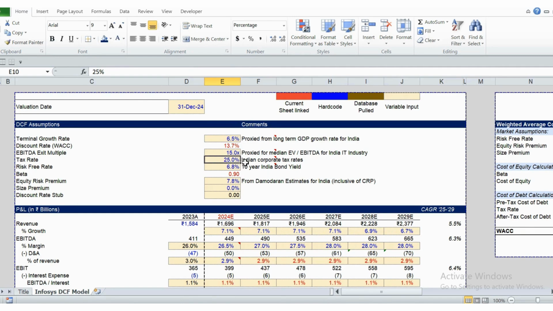Then we have the tax rate. For the Indian corporate tax rate, I have taken it from a web search, but usually we take it from KPMG or PwC corporate tax rate slabs.